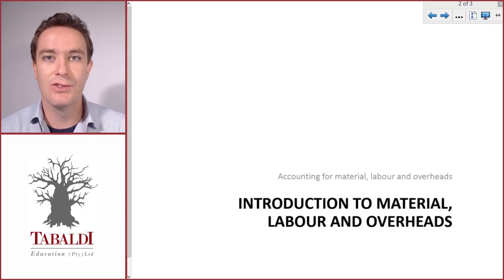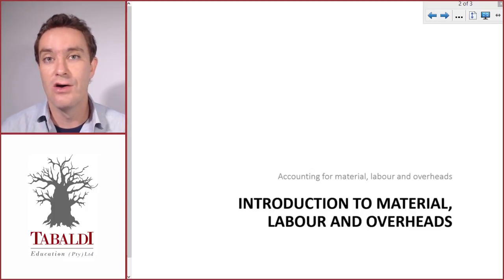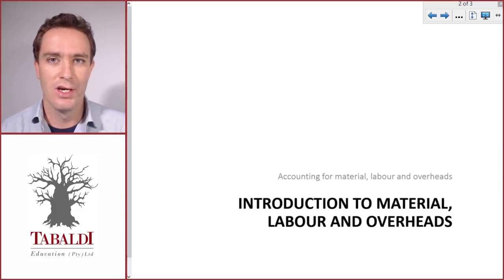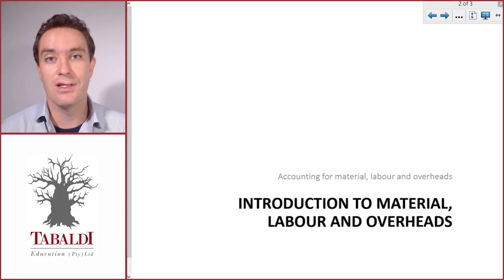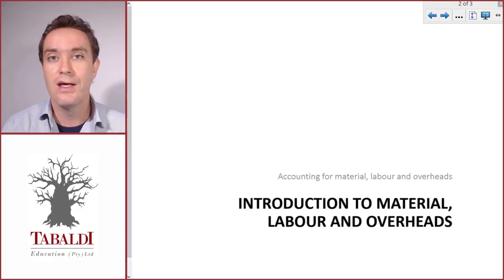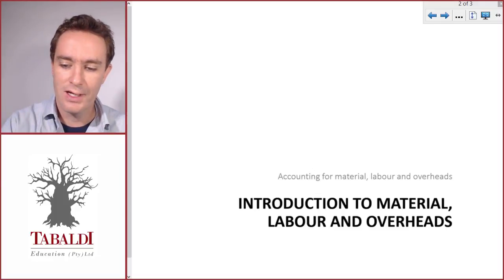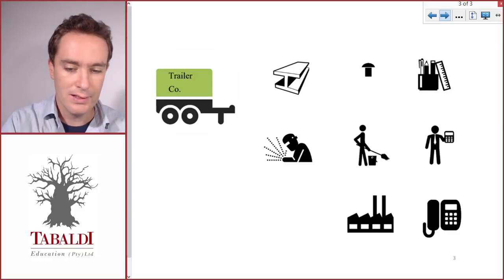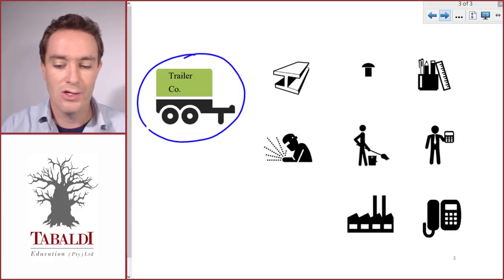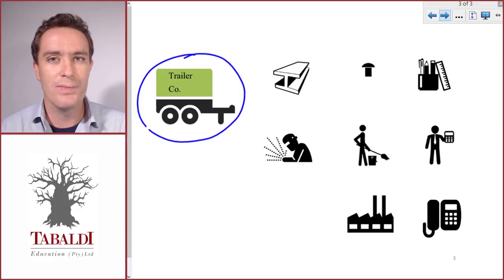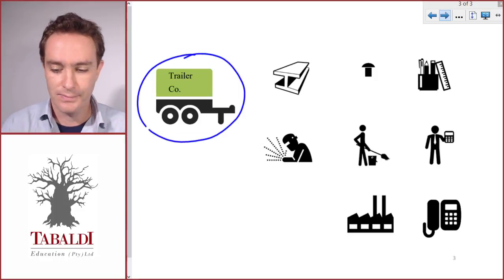This is an introduction to the next 3 sections on how to account for material, labor and overheads. So the reason we split our manufacturing costs into these 3 cost elements, material, labor and overheads, is because they are accounted for in different ways. So let's have a look at our trailer making company and the costs they incur, and then we'll group them into these 3 cost elements.